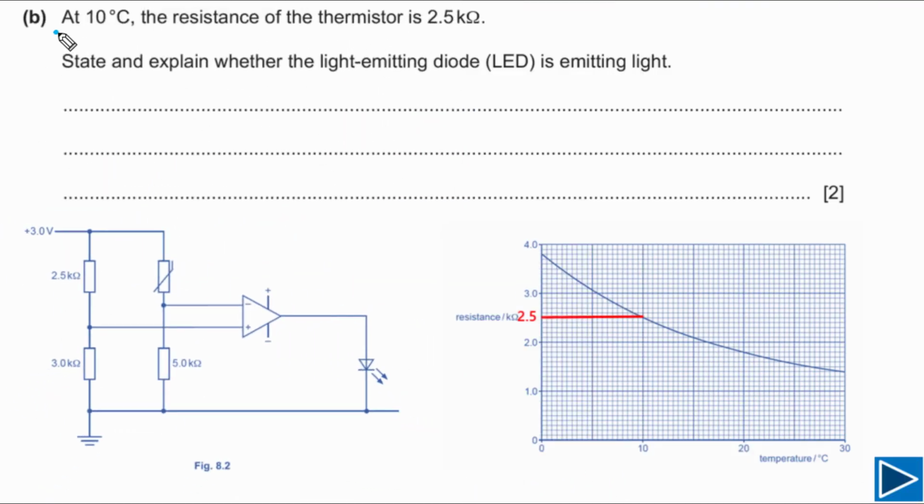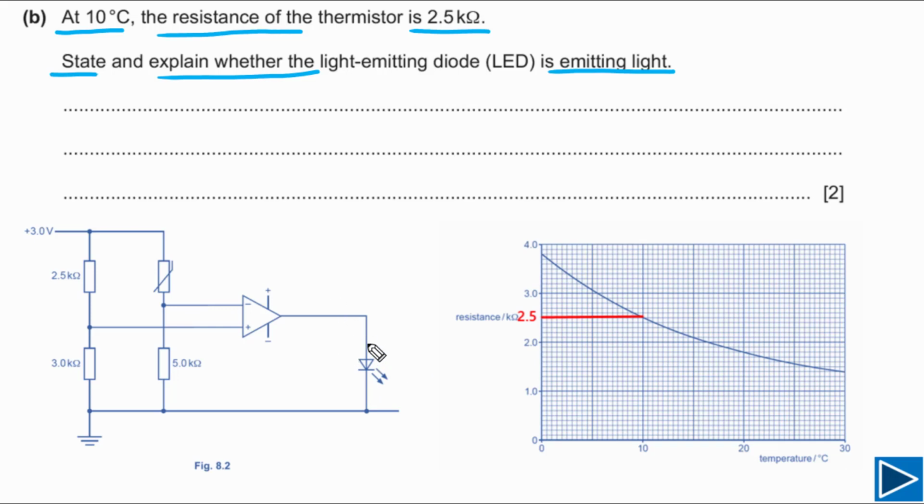For part B, at 10 degrees Celsius, the resistance of the thermistor is 2.5 kilo ohms. The question is asking us to state and explain whether the LED is emitting light or not. Simply we need to answer, is it emitting or is it not emitting light? How can we justify that?